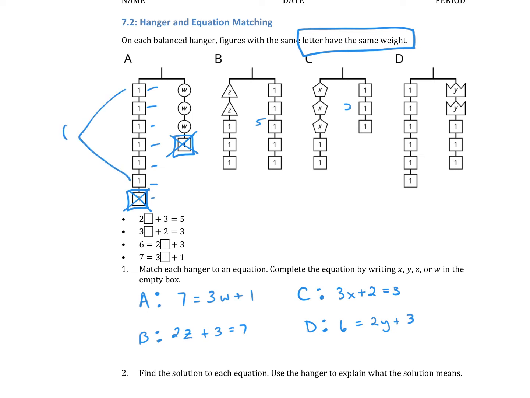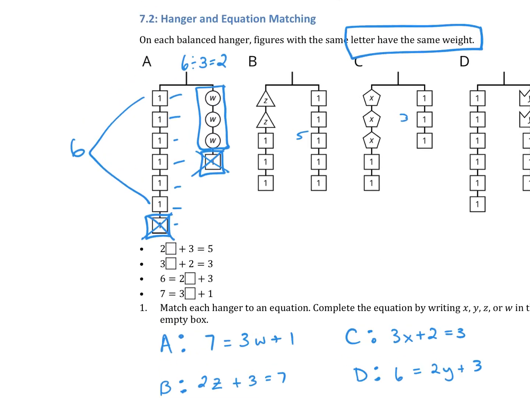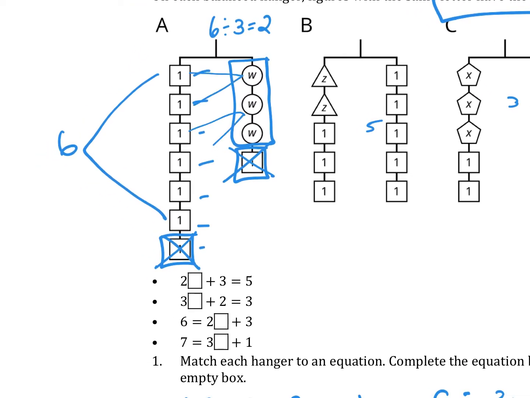Now I have 6 here, along with 3 W's, but I need to know what 1 W is. So all I do is 6 divided by 3, which is 2. So in this case, for hanger A, W equals 2. And basically I know this because one circle weighs the same as 2 squares. Right, if you look here, I would have to divide 2, 2, and 2.